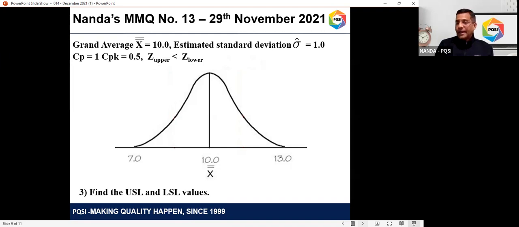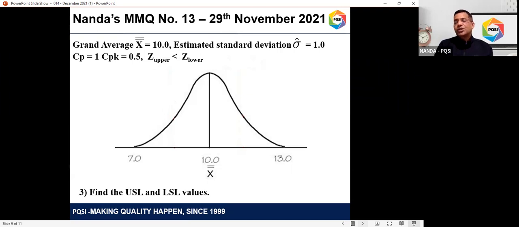So CP of 1, again, the same logic as in question 1, USL minus LSL divided by 6 standard deviation is equal to 1. Since the standard deviation is 1, USL minus LSL is equal to 6. So the distance between USL and LSL is 6 units. CPK is 0.5, and we have been told that the Z upper is smaller. So what does it mean? That the process is shifted. The process is actually shifted towards the upper side. The CPK is actually calculated on the upper side. That's what it tells you.